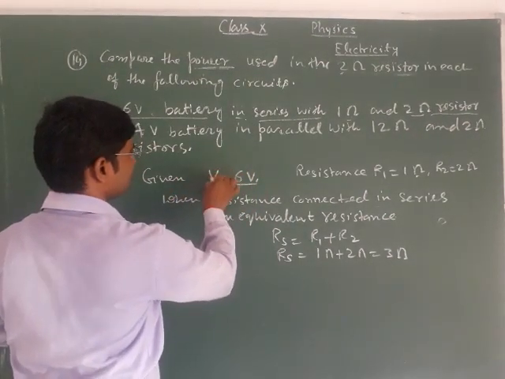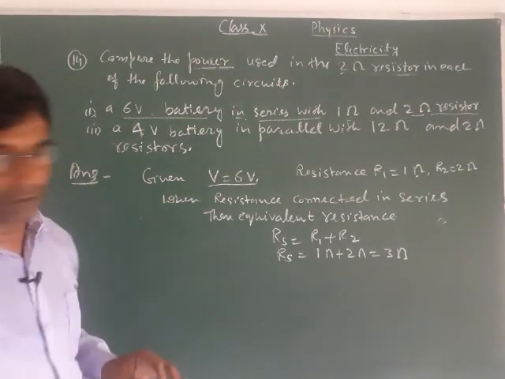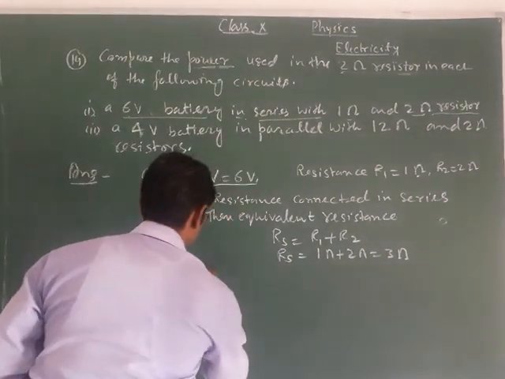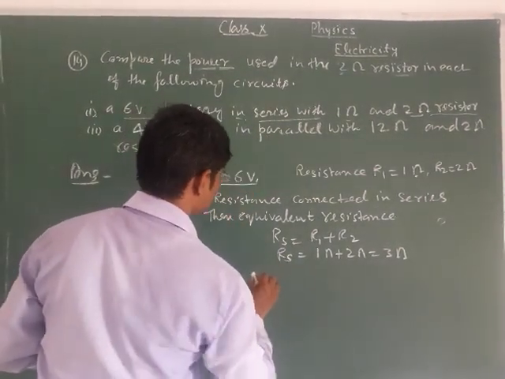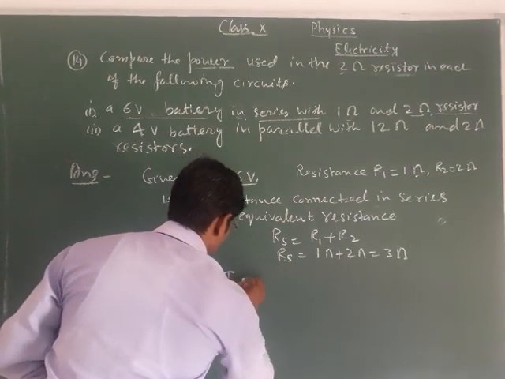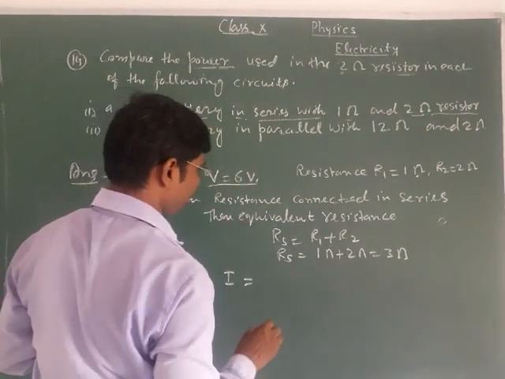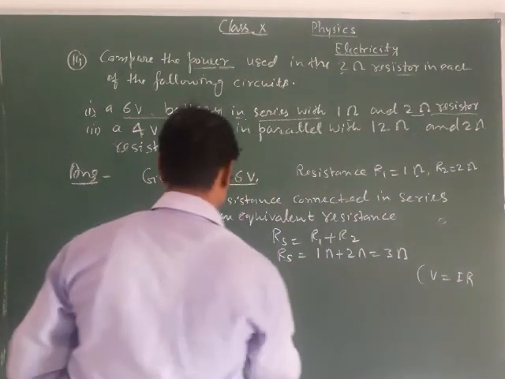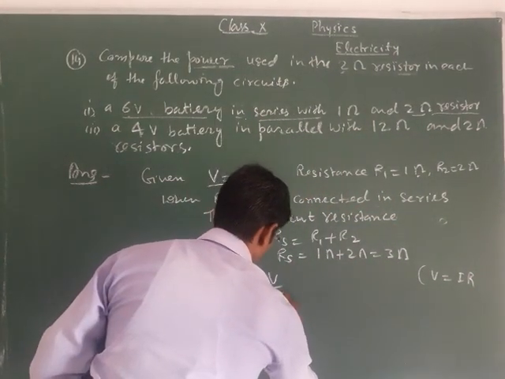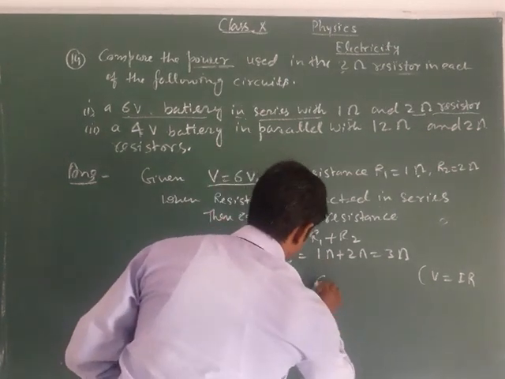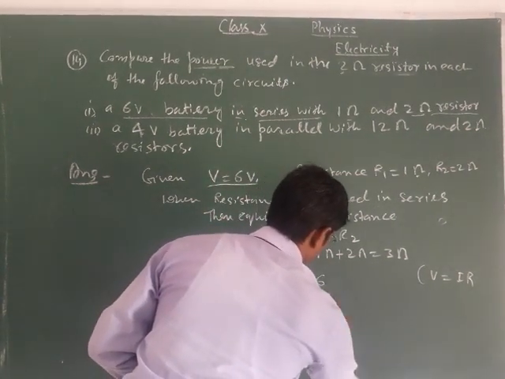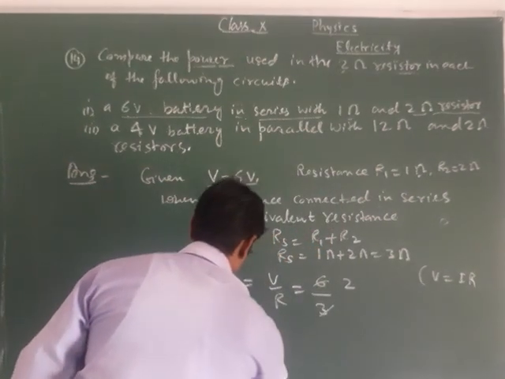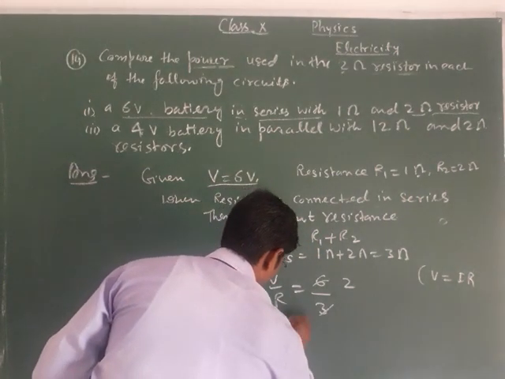So by Ohm's law, I is equal to V by R. V is 6 upon R is 3, so this is 2. I is equal to 2 ampere.